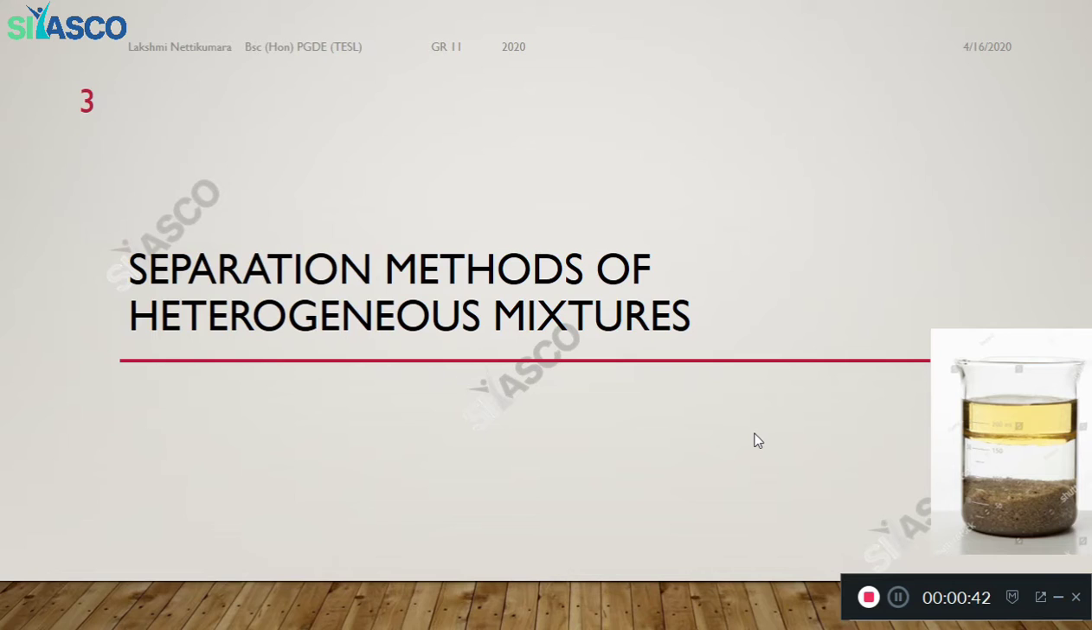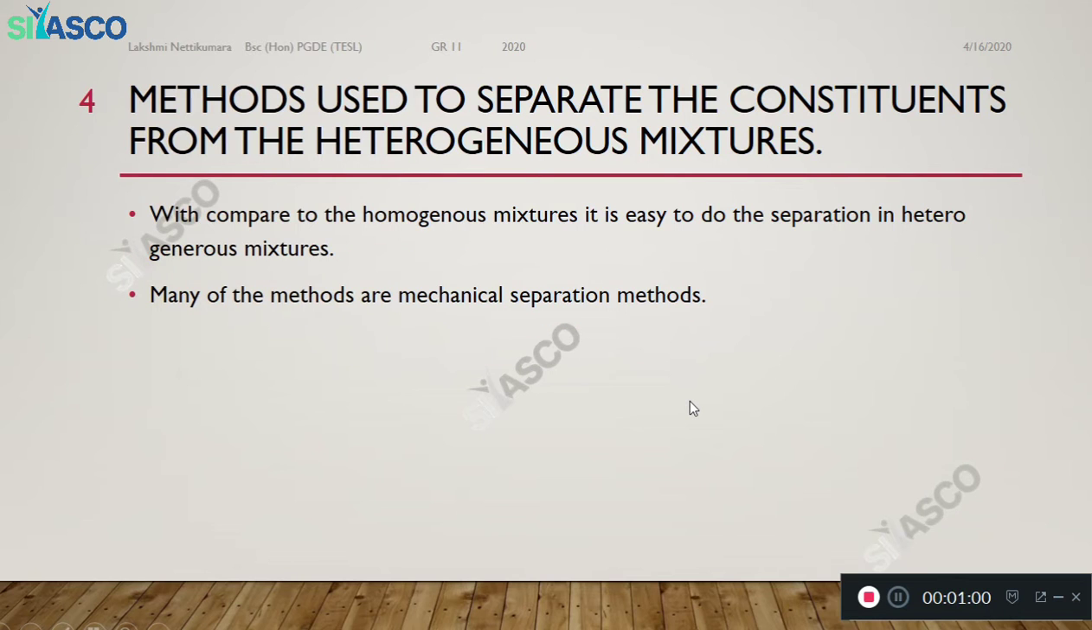Now, recall your memory about the features of heterogeneous mixtures. Just to remind your memory, I have put this figure. When you look at this, you can get an idea what kind of a heterogeneous mixture it is. Compared to homogeneous mixtures, it is fairly easy to do the separation in heterogeneous mixtures. The techniques are also mechanical and many are simple methods. This lesson covers 8 techniques that can be used to separate components from heterogeneous mixtures.